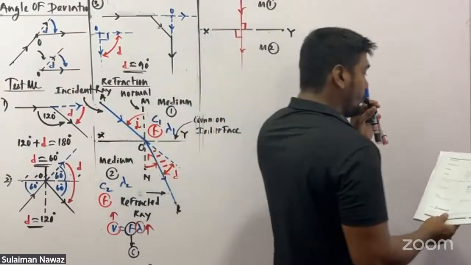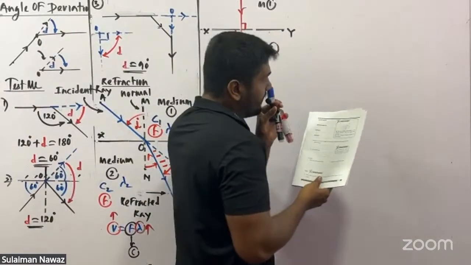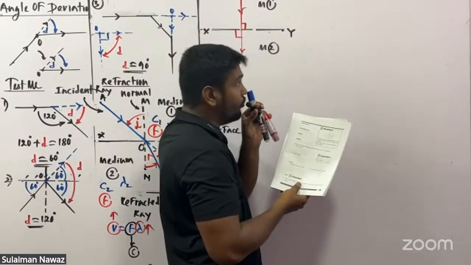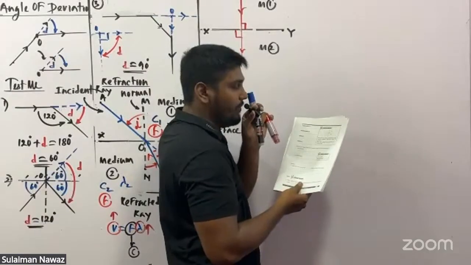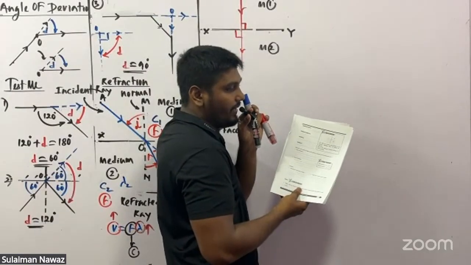Highlight. Also, in that diagram you can see it is mistakenly marked as capital M1, capital M2. Rather than that, just write medium 1, medium 2.